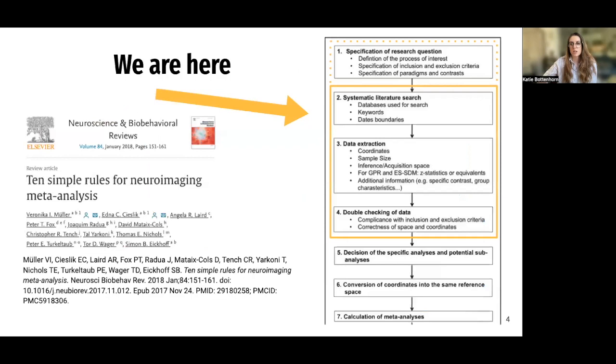So in the broad scope of meta-analysis, today we're going to talk about the literature search process, data curation, and data extraction. And if you're interested in a little bit more information about the best practices for neuroimaging meta-analysis, I definitely recommend this 10 Simple Rules paper. And because our process of searching, curating, and extracting does depend somewhat on our research question, I'll address a little bit of point one also. And then in the next talk, you'll hear about Kendra, and she'll talk a little bit more about the further steps in the neuroimaging meta-analysis.